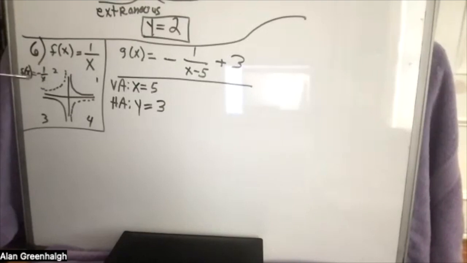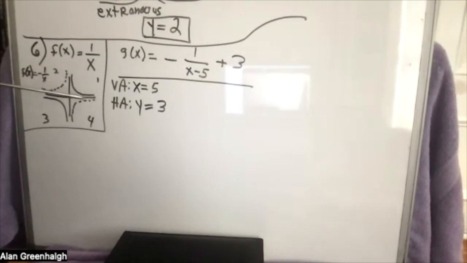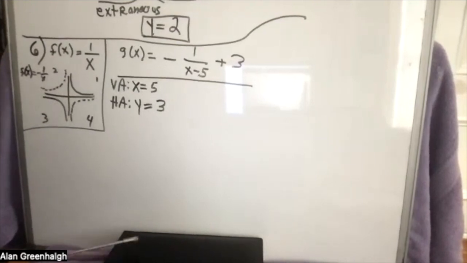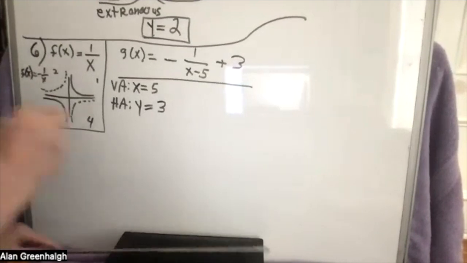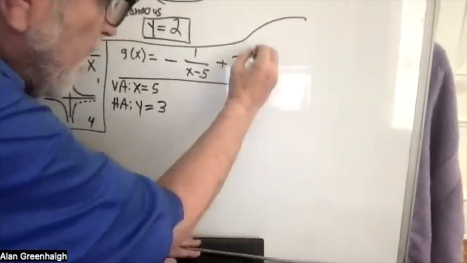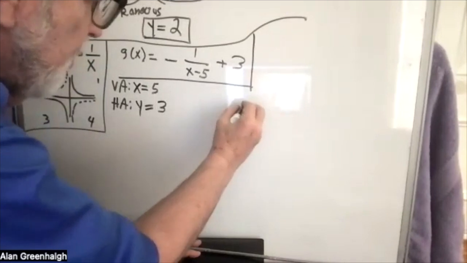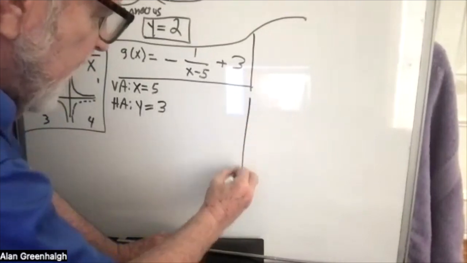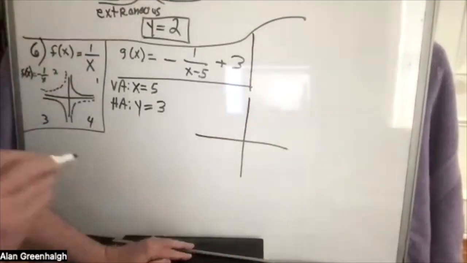But whenever there's a negative, then the parent function is a reflection. So it'll be in the second quadrant and the fourth quadrant rather than in the first quadrant and the third quadrant. So we know that much so far, and that will be helpful in doing the next part of the problem. So we now draw a graph.